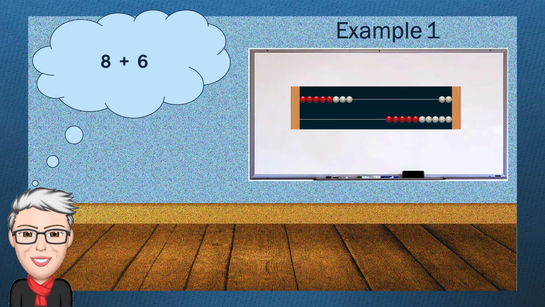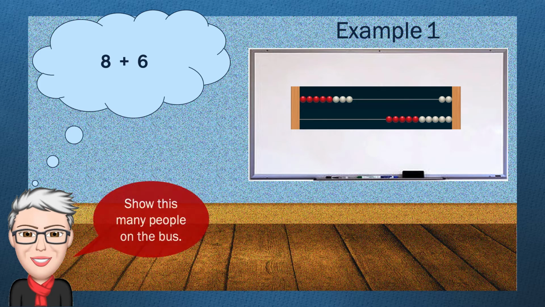The teacher shows the initial configuration on her rack. Here we show the configuration we have chosen for this example. Children show the same on their racks. There's a brief discussion about how many people are on the bus. By this time in the sequence, this discussion will be very brief. The sole purpose of the discussion is to ensure that everyone in the class agrees that there are 8 people on the bus.